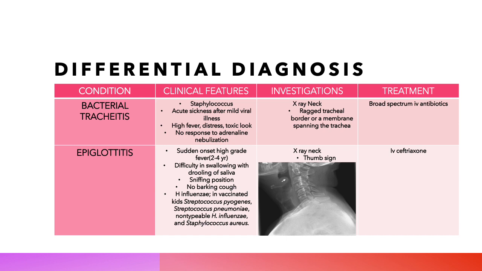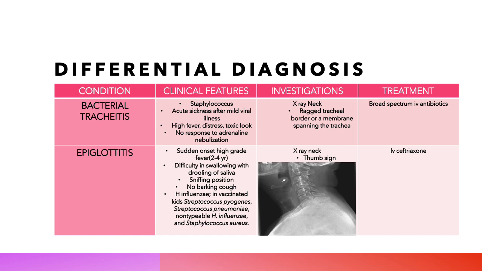Now, coming to differential diagnosis. What are the differential diagnoses of croup? Bacterial tracheitis, epiglottitis, retro or parapharyngeal abscesses, tracheal or esophageal foreign body, angioneurotic edema, vocal cord paralysis, and laryngeal diphtheria. These all can have a similar presentation as croup, and hence they need to be differentiated from croup.